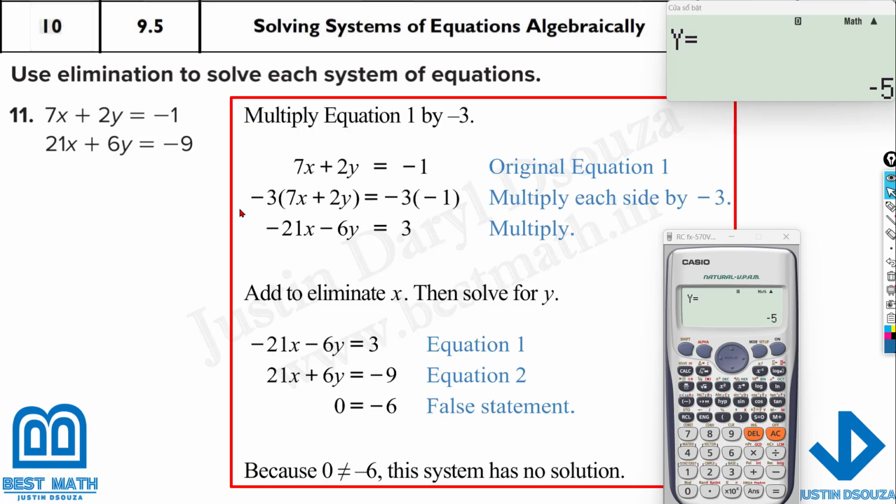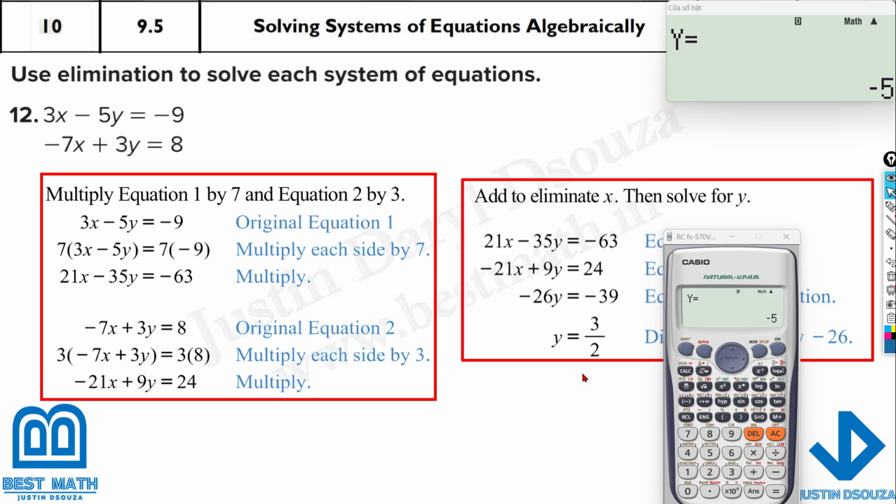Even over here, now, this is no solution. When you solve it up, you'll get a math error. If you have the latest model of calculator, you'll get no solution directly, but otherwise you'll get a math error. And then here, what we can do, 7 times 3, you can either multiply this by 3 or divide this by 3. I'll just multiply by 3. It's easy to multiply. It'll be 21x plus 6y equals minus 3. You can see the coefficients do match, but the constants don't match. There is no solution.